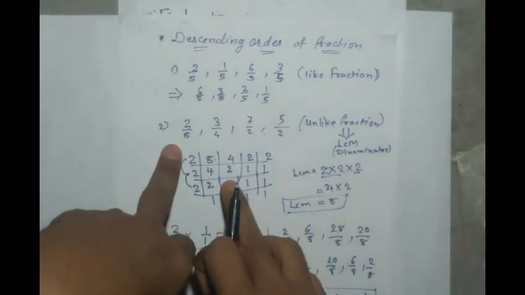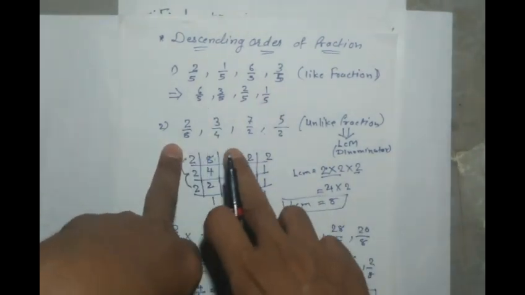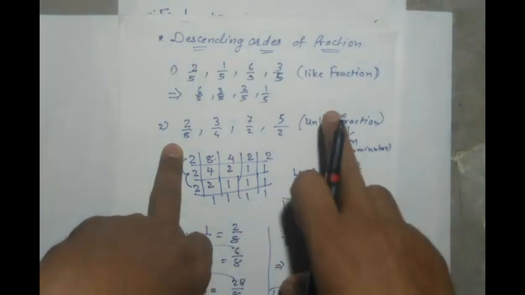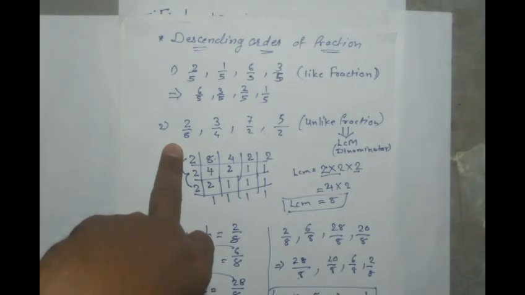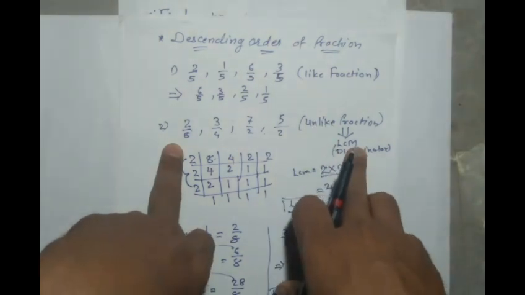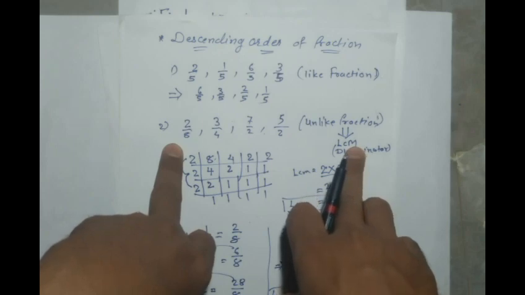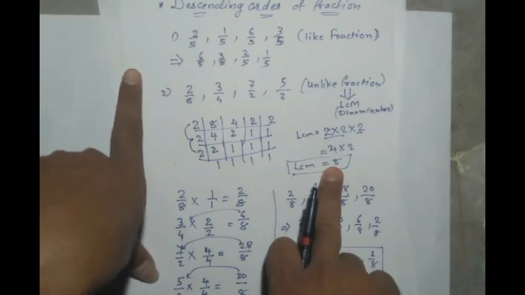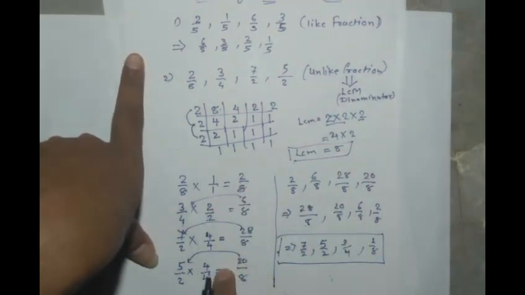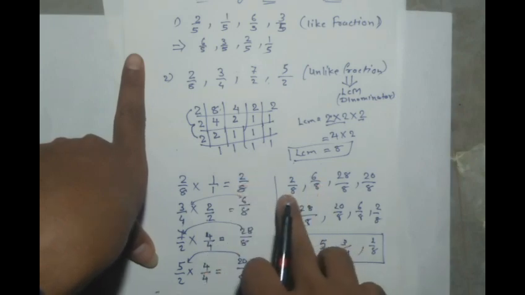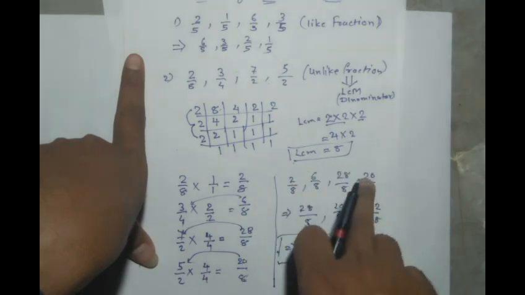Okay, so the next question is what? Here the question is given in unlike fraction form. So we first have to find like fractions, and only after that can we find the answer. To find like fractions, we have to take the LCM. And we get the LCM 8. We multiply in such a way that we get the denominator 8 in every fraction, meaning we get like fractions. You can see here these fractions are like fractions.